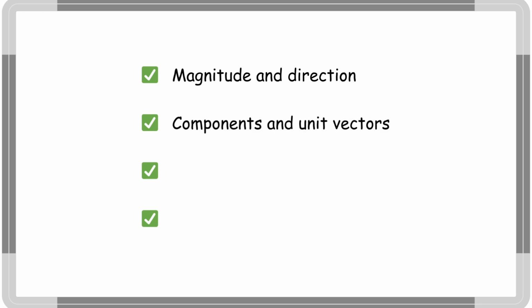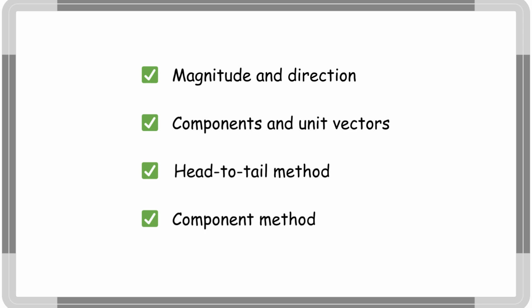So let's review. Vectors have magnitude and direction. We can represent vectors using components and unit vectors. To add vectors, we use either the head-to-tail method or the component method. Mastering these basics is crucial for understanding more advanced topics like projectile motion, forces at angles, and circular motion. In our next video, we'll apply all of this to projectiles: how they fly, how long they stay in the air, and how far they travel.